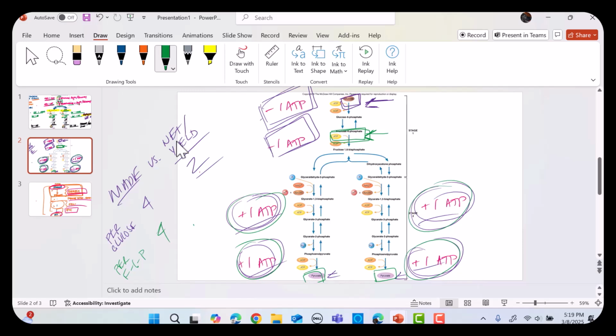Or I might say, how many ATP did you net or yield per fructose 6-phosphate? Finger on fructose 6, fingers on pyruvate. I made 4, 1, 2, 3, 4. Minus how many did it cost me? Cost me 1. So my net or my yield is 3.